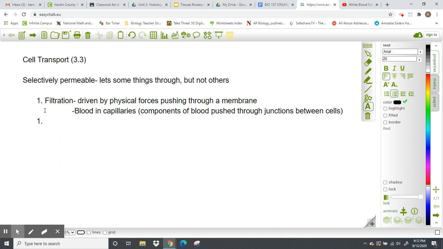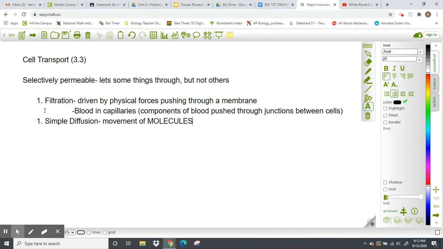So the second type of transport we have in our cells is what we call simple diffusion. Simple diffusion is the movement of molecules from an area of what we call high concentration to low concentration until equal. And I am writing molecules in all caps because simple diffusion does not really include water. Okay, and that's kind of important.